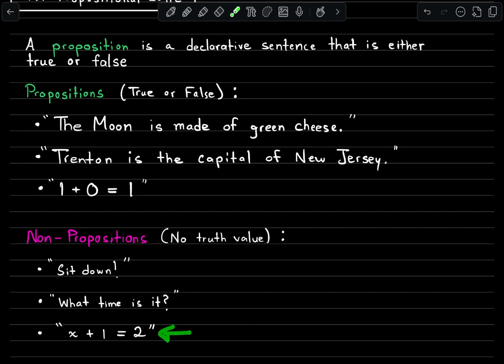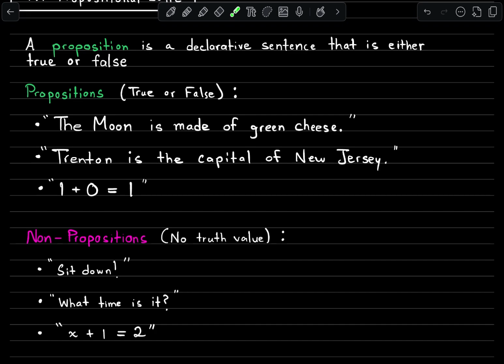And then you've got something like x plus 1 is equal to 2. Now, this is technically making a claim, but we don't know what x is, so we cannot determine the truth value of this statement. If x is 0, this is a false statement. If x is 1, this is a true statement. Because it's not specified what x is, it cannot be determined, so this is not going to be considered a proposition.